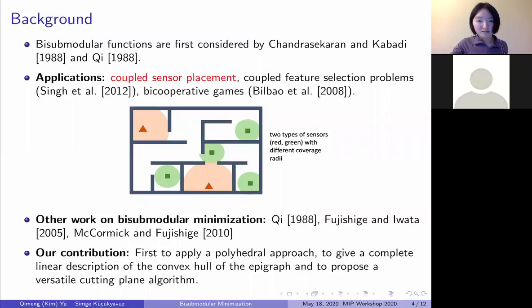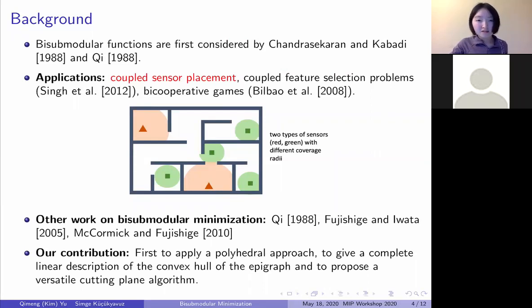Before delving into the more technical stuff, I want to explain why bisubmodular minimization matters. Bisubmodular functions were first considered by some researchers back in the 80s. Recently, these functions have attracted more research interest because of their wide range of applications, such as coupled sensor placement, coupled feature selection, and bicooperative games. The figure is a visualization of the coupled sensor placement problem.